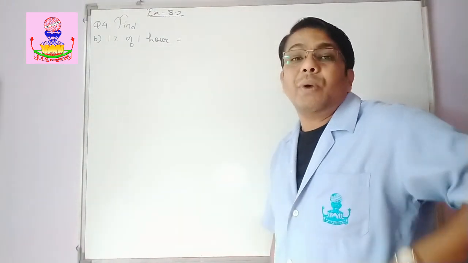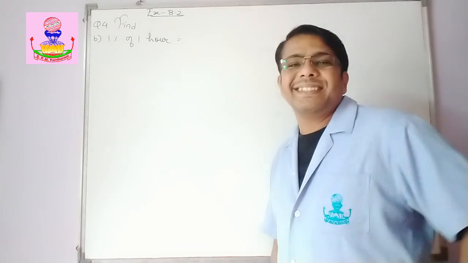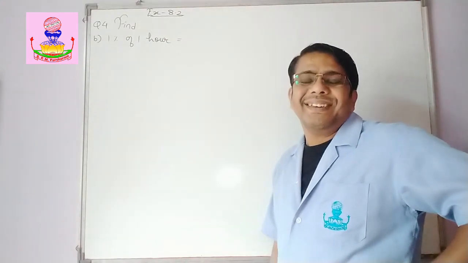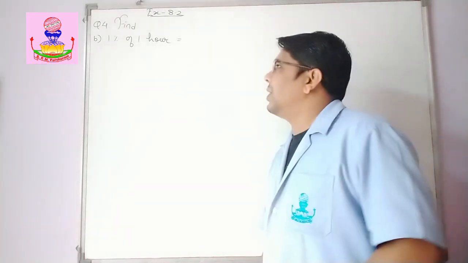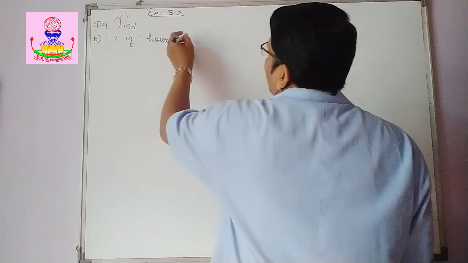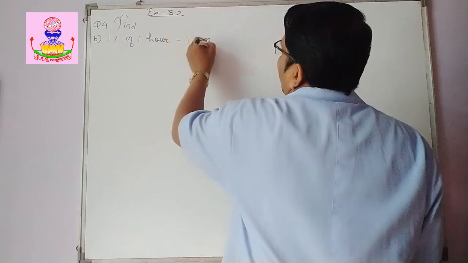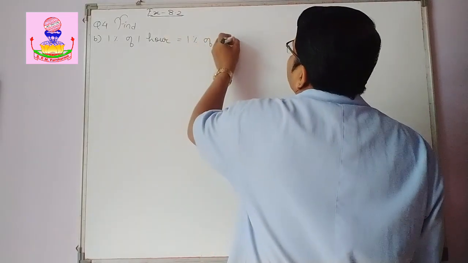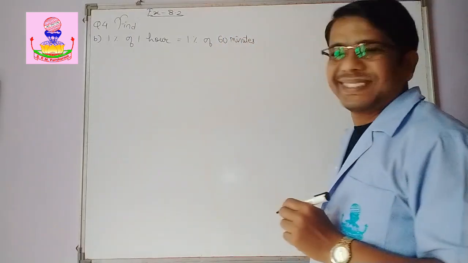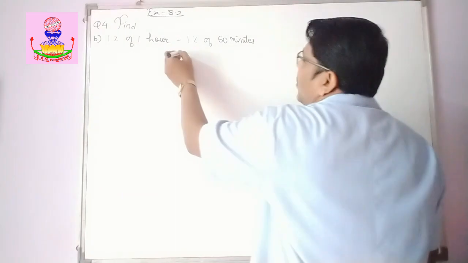So now question number 4, find 1% of 1 hour. Now 1 hour means how many minutes? Can you tell me? Oh yes, 60 minutes. Okay, so 1 hour means 60 minutes. So first we will convert that hours into minutes. So 1% of 60 minutes.